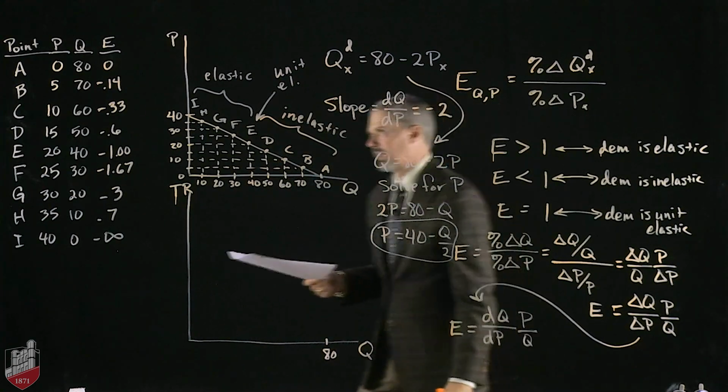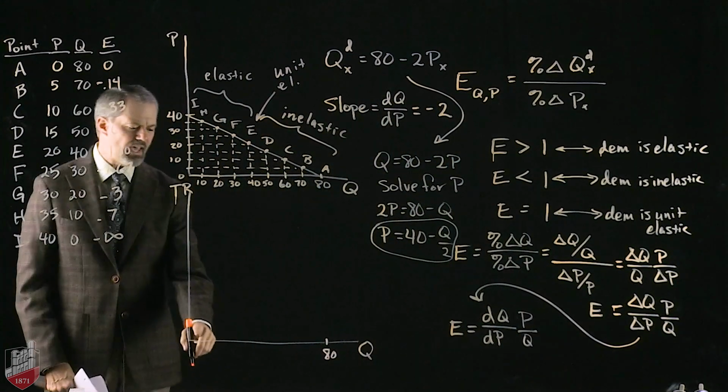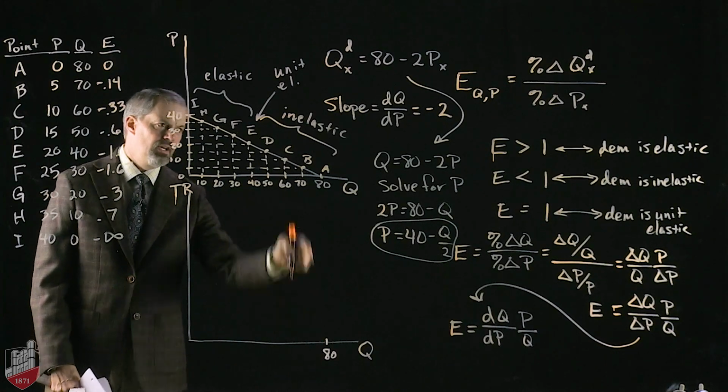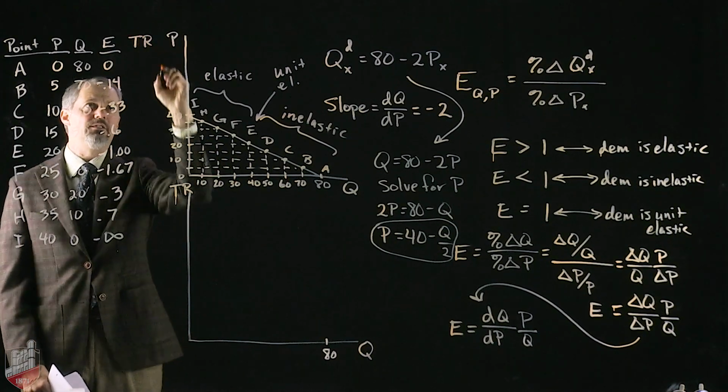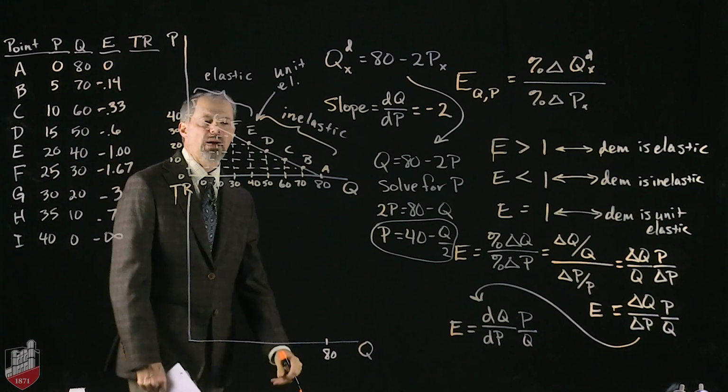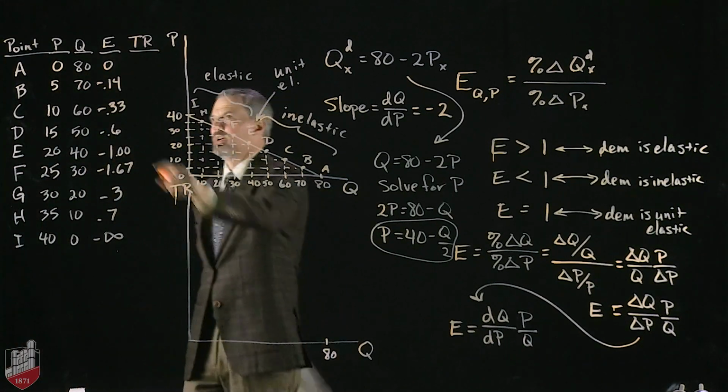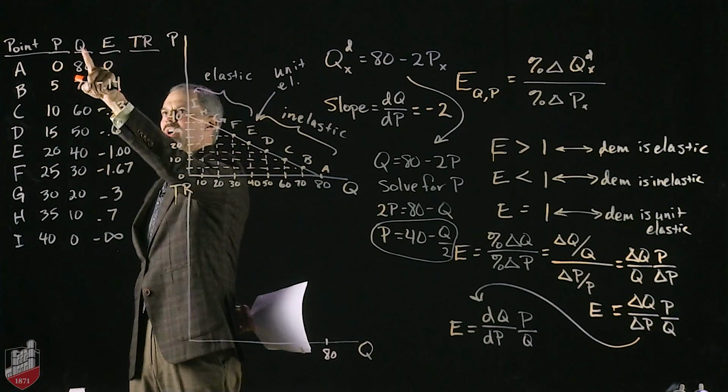Now, let's do one last thing. We want to know what's happening to total revenue as we move along this demand curve. So let's just calculate total revenue. Let's start by doing it at the end points. Well, at the end, total revenue is just price times quantity.